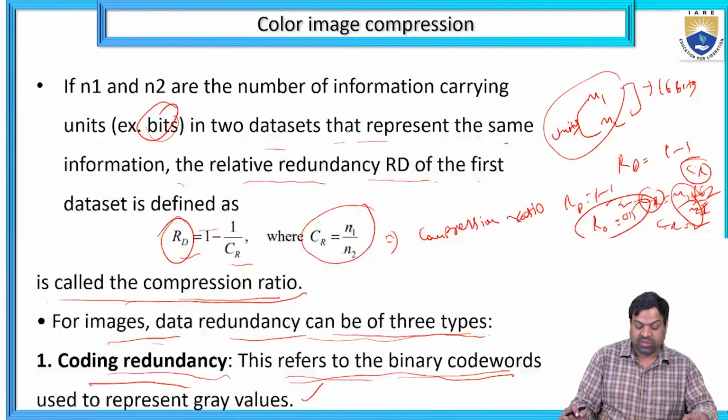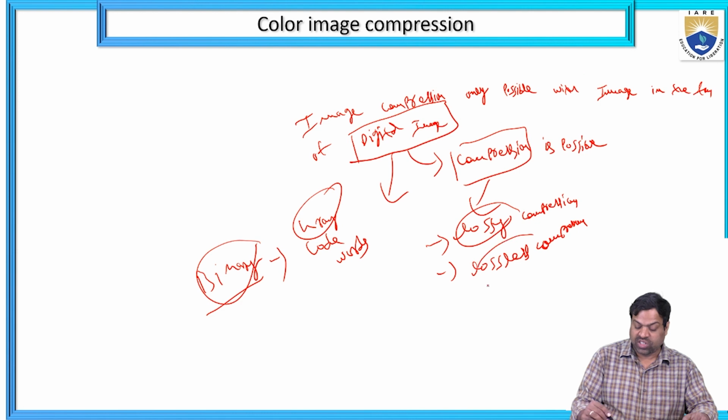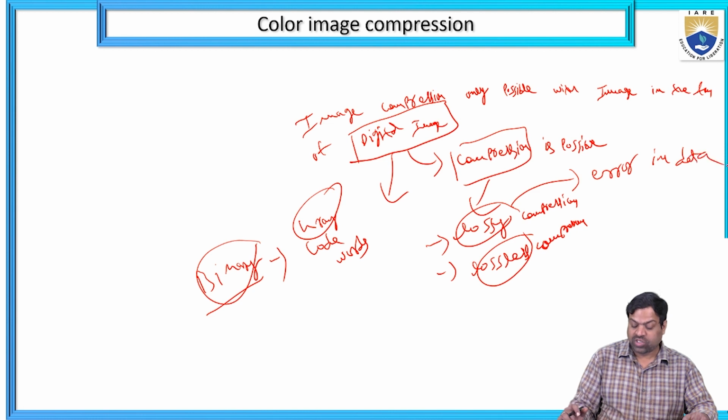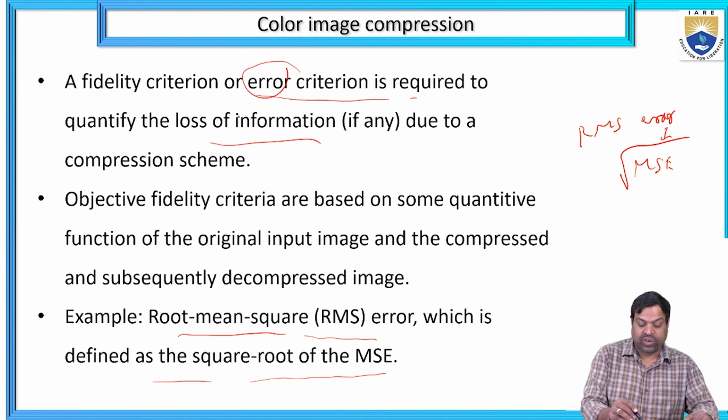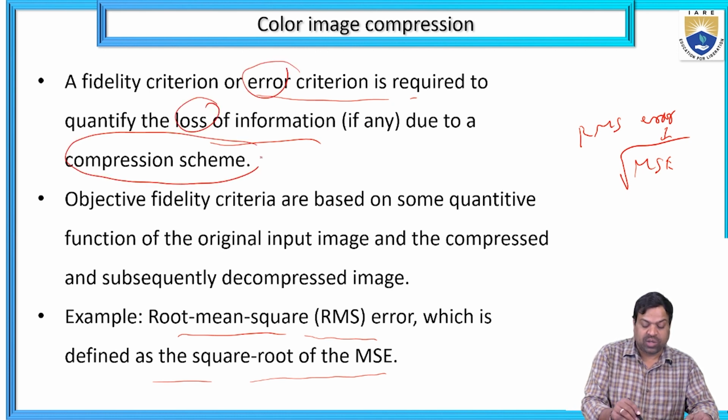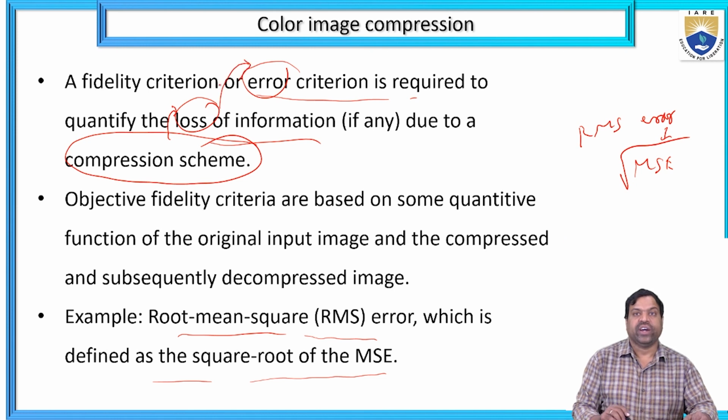We discussed lossy and lossless here. Lossy means error in data. Lossy means some data will be lost, that is an error. So a fidelity criterion or error criterion measures the lossy information due to the compression scheme. When we go to image compression, then the data will be lost. The loss of information is nothing but an error.